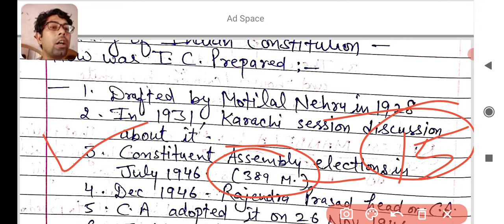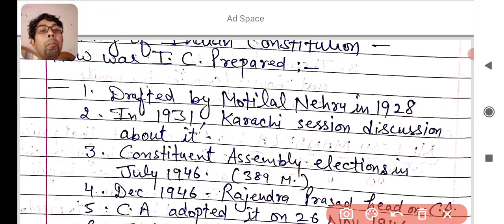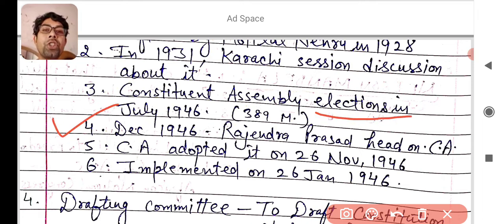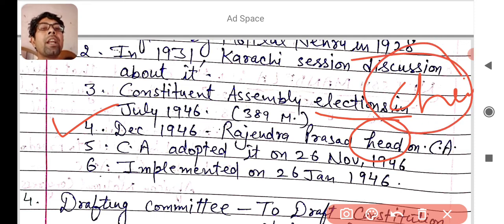I hope you learned this third point now. And the fourth major point of making the Indian Constitution is, after the election of the Constituent Assembly, there was a meeting of the Constituent Assembly in December 1946, and in that meeting the Constituent Assembly chose their head or chairman. Who was the chairman of that Constituent Assembly? Dr. Rajendra Prasad was elected as the chairman of the Constituent Assembly. It will also be a major objective type question in the exam.